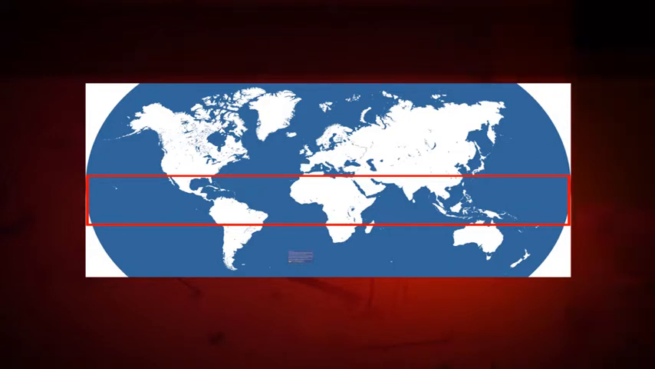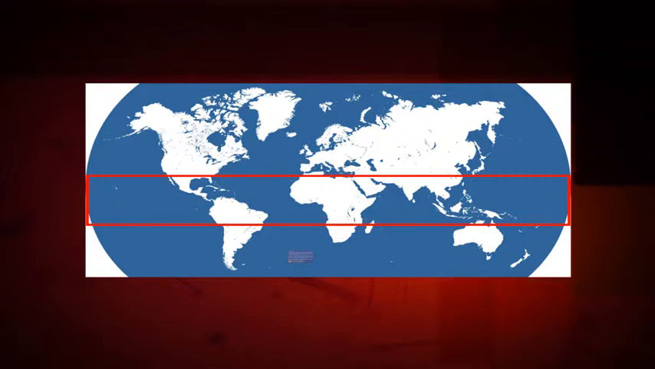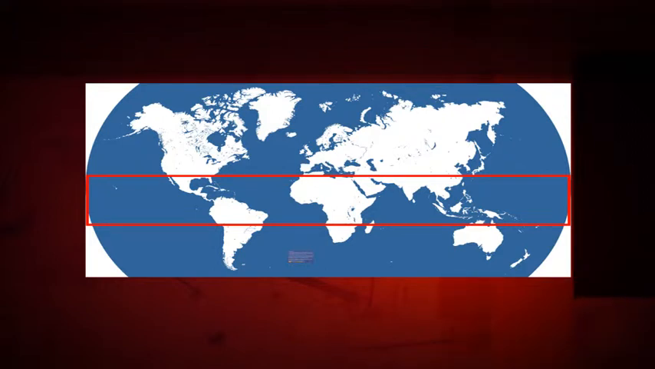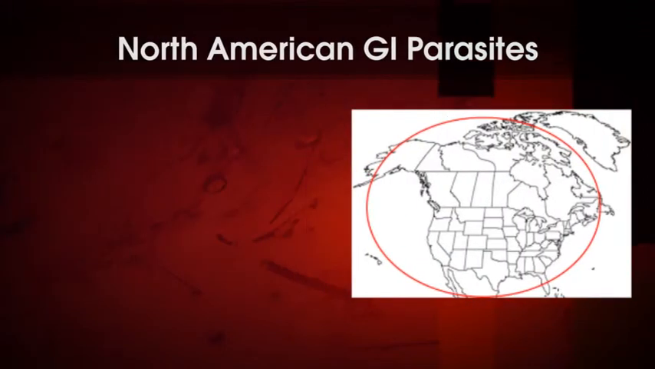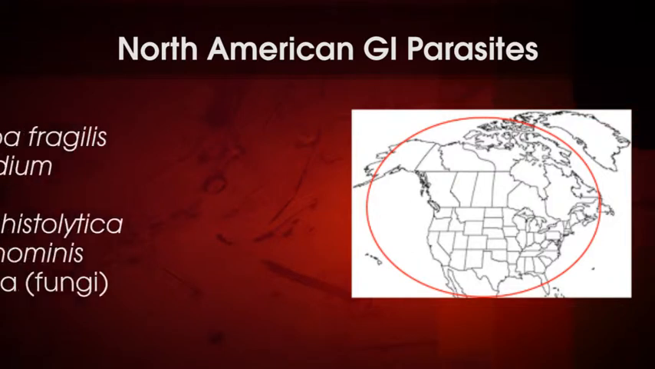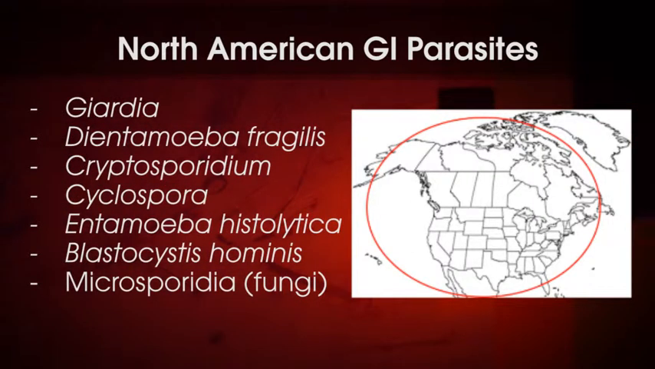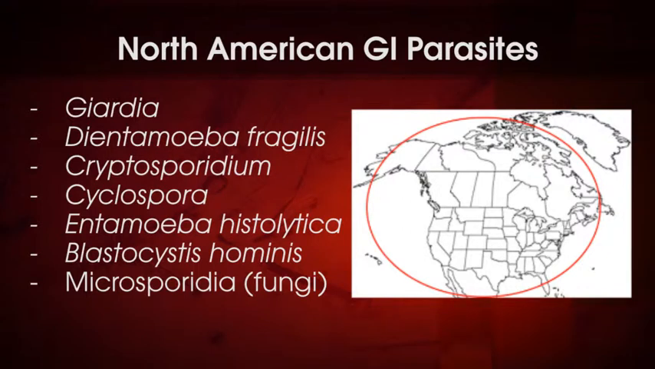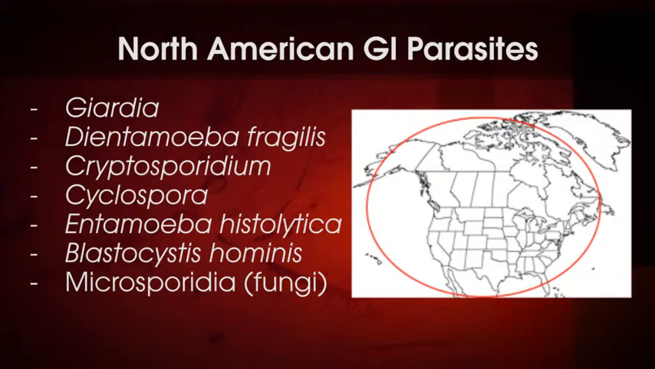However, there are socioeconomic, cultural, and behavioral variables that are involved in determining every patient's relative risk of acquiring a GI parasite. The GI pathogenic protozoa that are endemic in North America include Giardia, Dientamoeba fragilis, Cryptosporidium, Cyclospora, Entamoeba histolytica, Blastocystis hominis, and Microsporidia, which are in fact fungi, but they're conventionally included with the GI parasites.